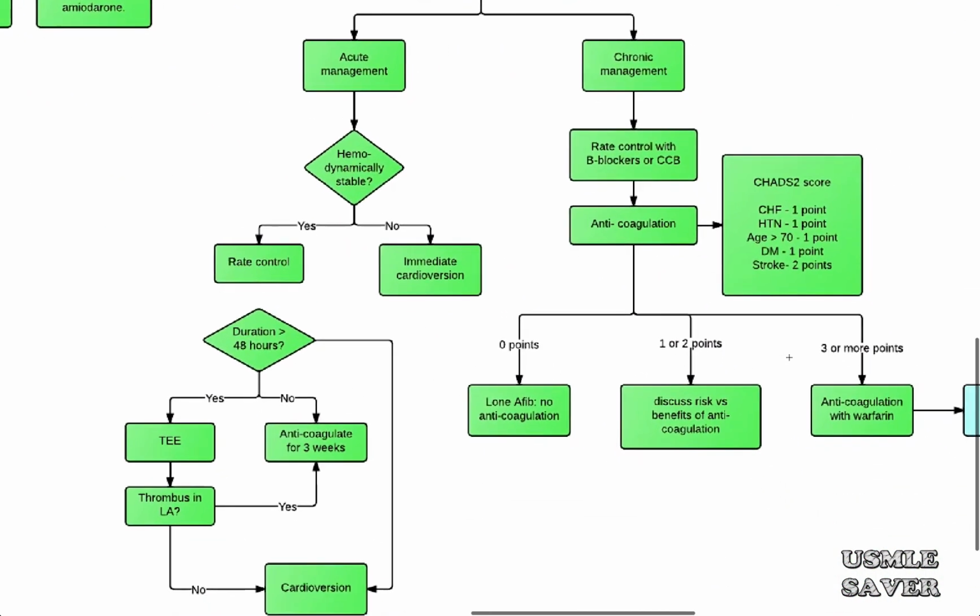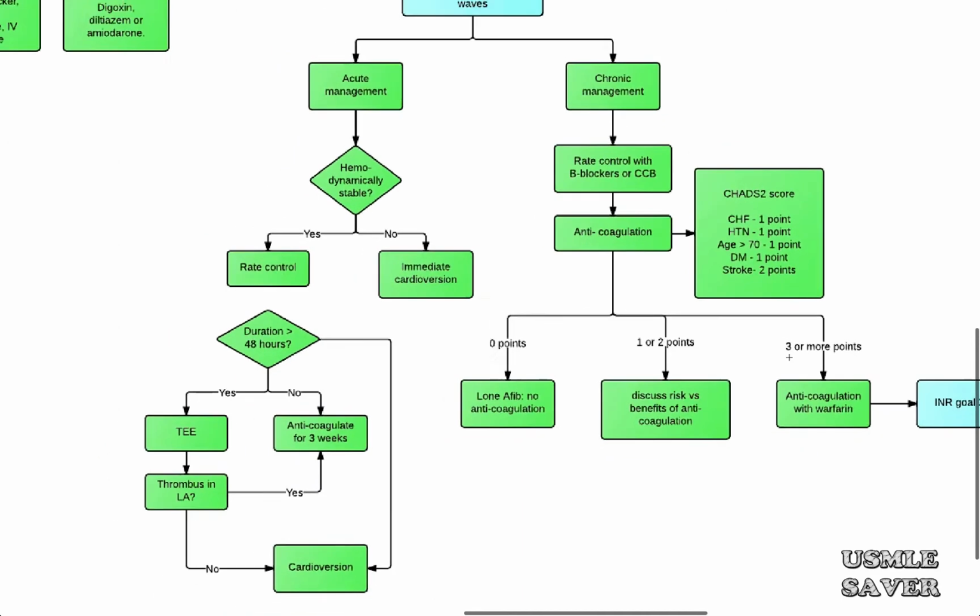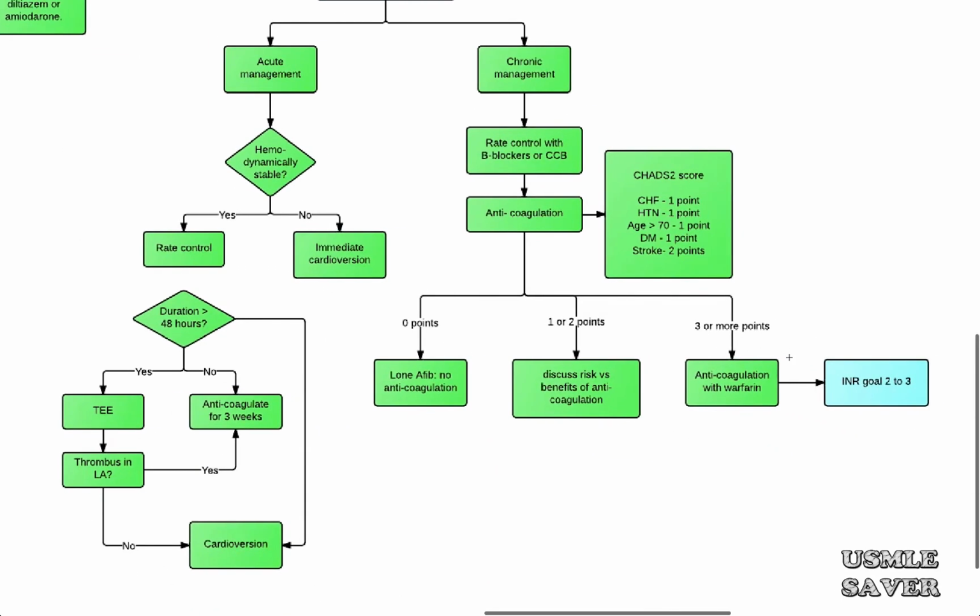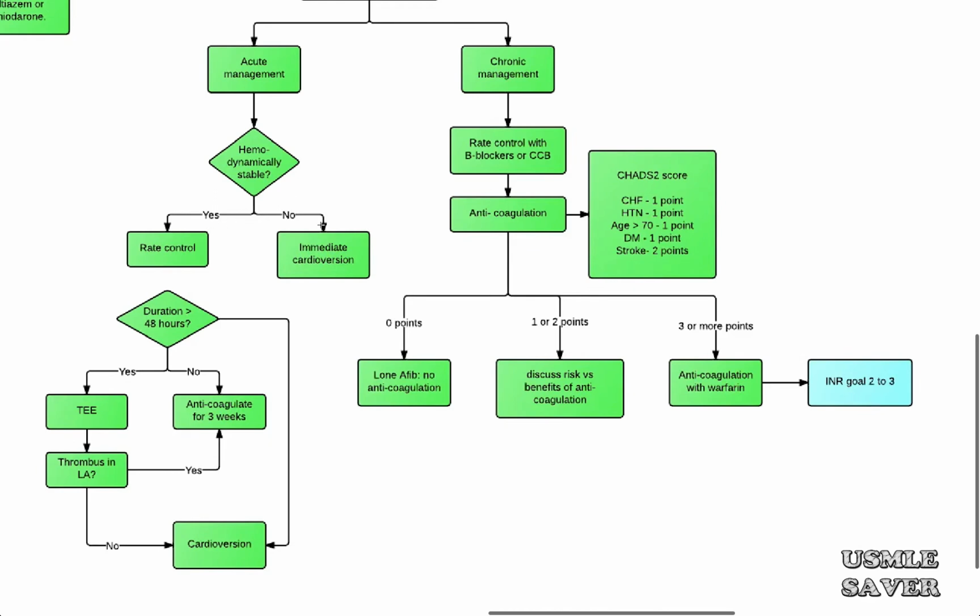For acute management, first you want to ask, is the patient hemodynamically stable? If the answer is no, then you move to synchronized cardioversion. If the patient is stable, then you want to control the patient's heart rate. Sorry guys, I forgot to add an arrow here, where it says duration more than 48 hours. So if duration of AFib is more than 48 hours, then you want to get TEE to see if there is a thrombus in the left atrium.